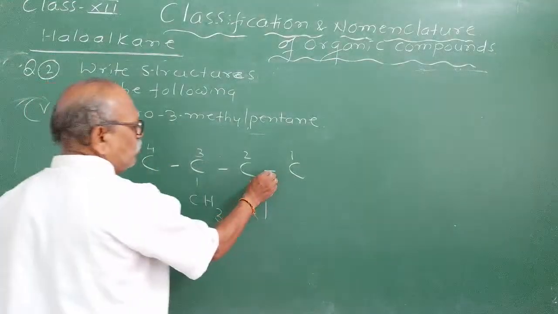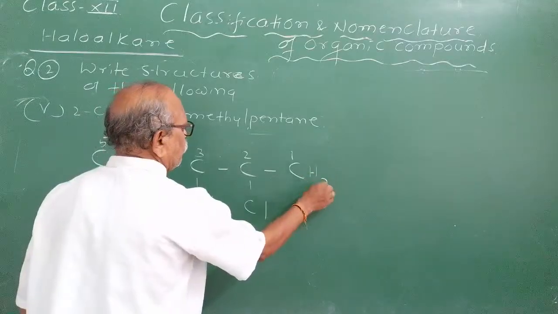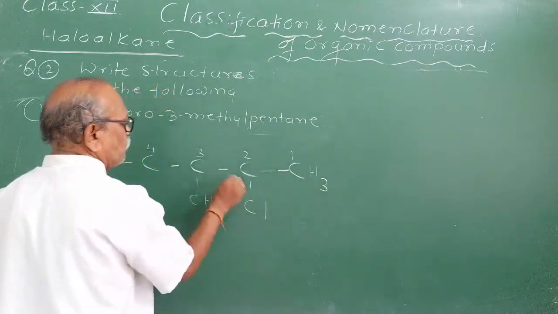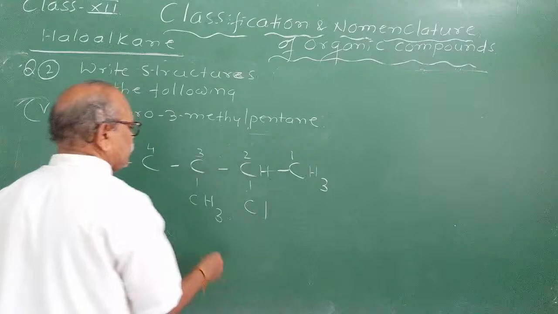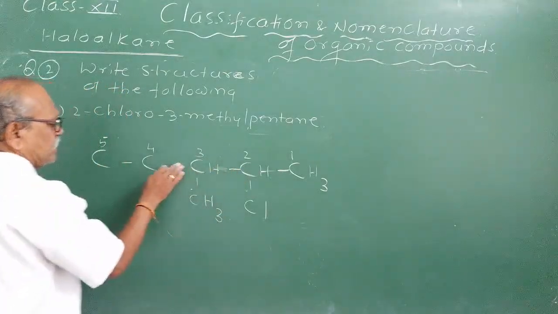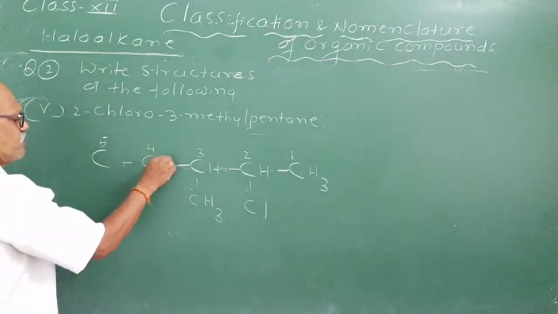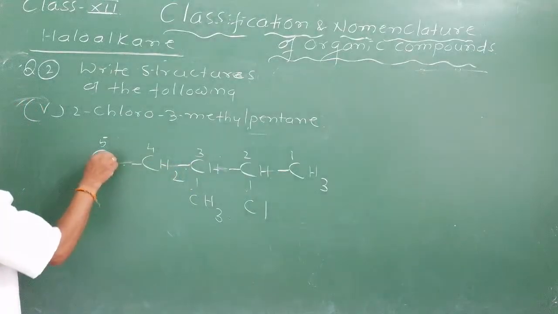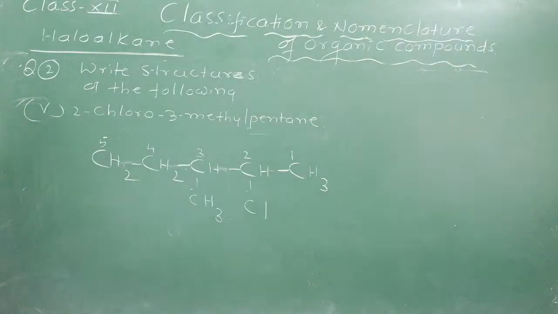Satisfy valencies. 1 is satisfied, you have to take 3. Here 1, 2, 3, you write H. 1, 2, 3 are satisfied, only H. 1, 2 are satisfied, take CH2. 1 is satisfied, write CH2. Okay? Sorry, CH3. Okay? Fine.